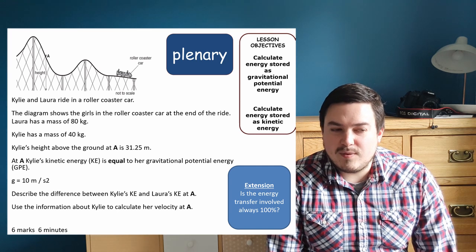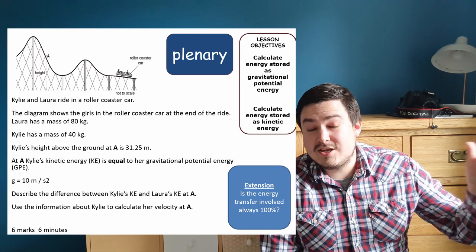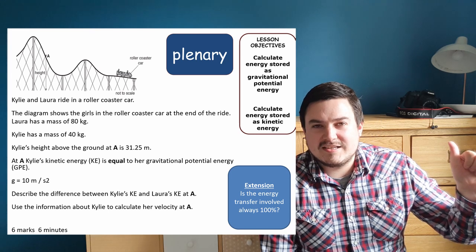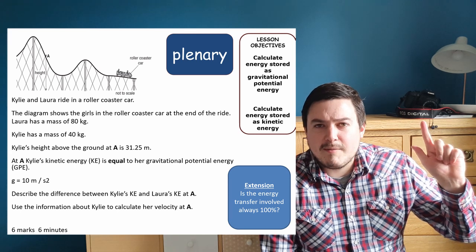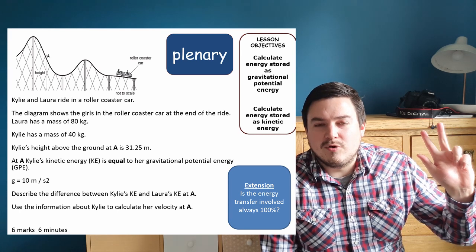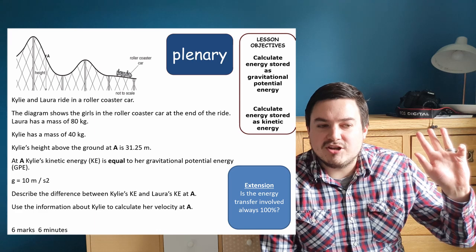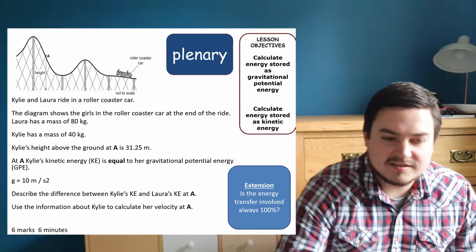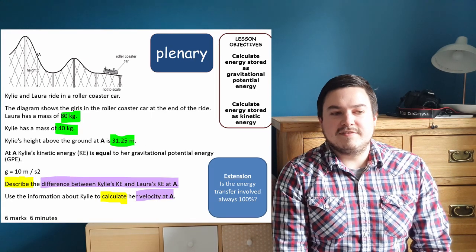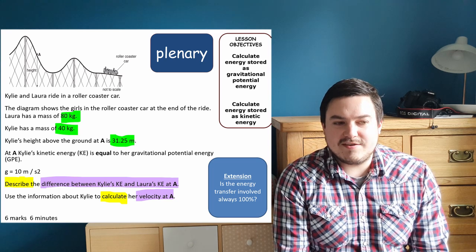It's a 6-mark question, so we need to make sure that we do the following 4 things. We want to decode the question, so we know what we're being asked to do. We want to plan an answer to the question. We want to write an answer, and we want to go back and check we've done all 4 of those different things.